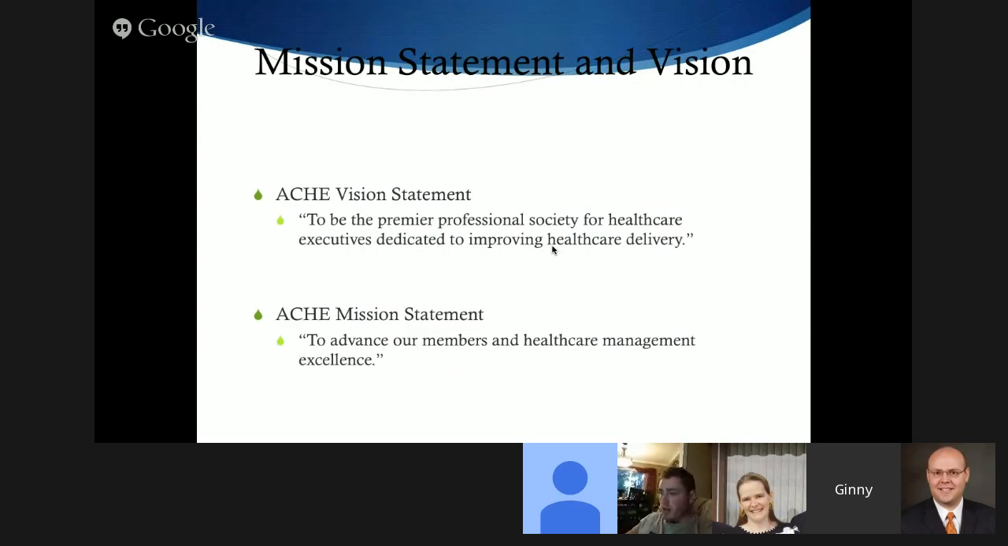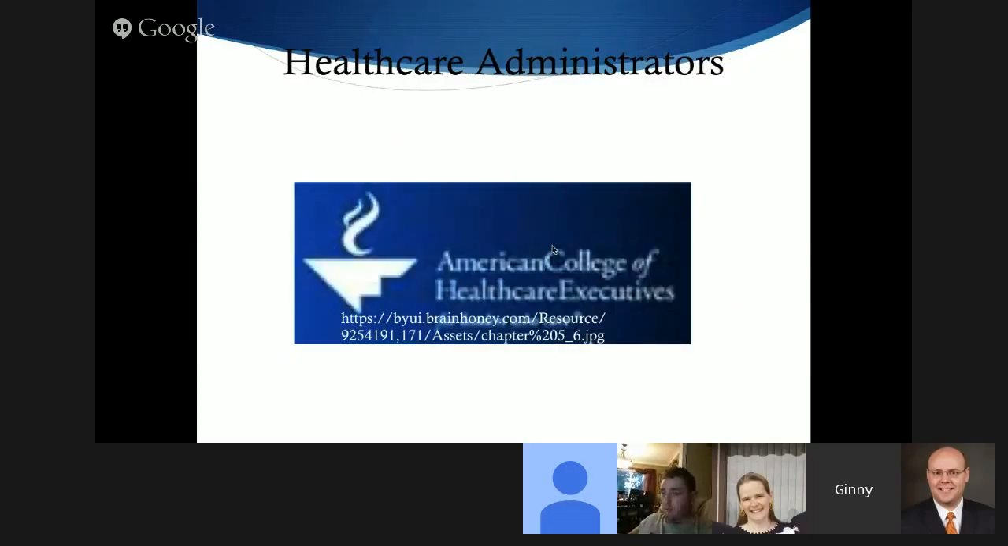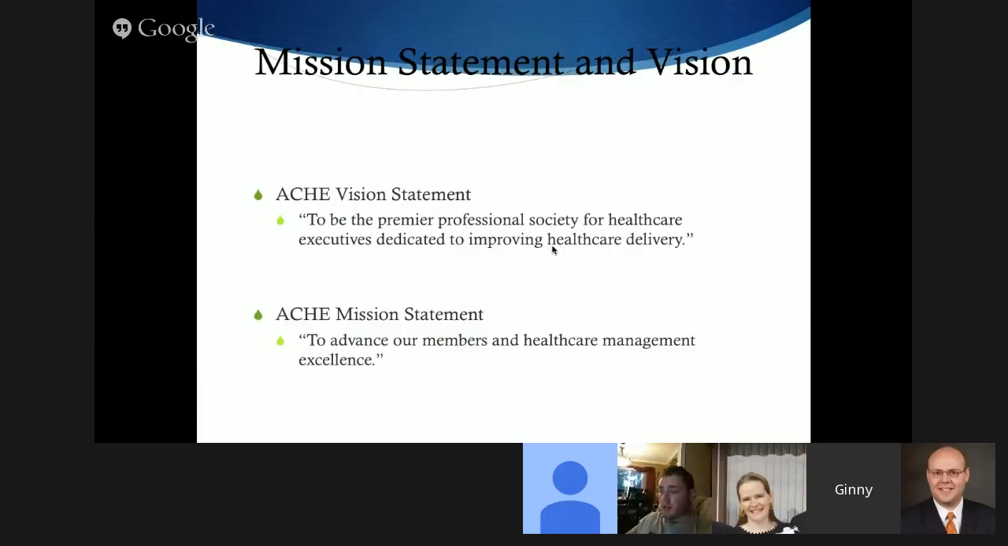Okay, so our first one is for the healthcare administrators. It's the American College of Healthcare Executives. So there's their picture there. This is the mission statement and the vision of that professional organization. As you can see, the vision: to be the premier professional society for healthcare executives dedicated to improving healthcare delivery. And then their mission statement is to advance our members and healthcare management excellence.